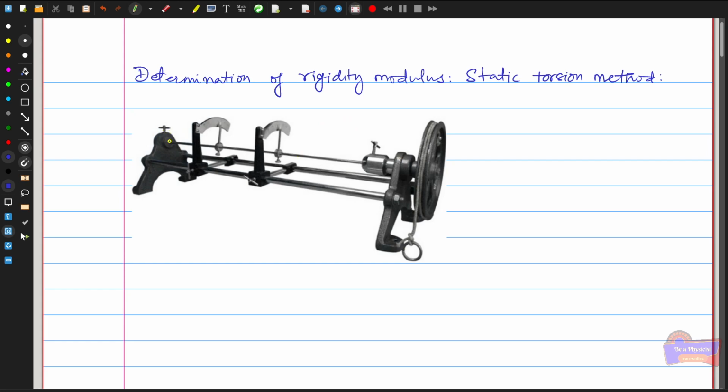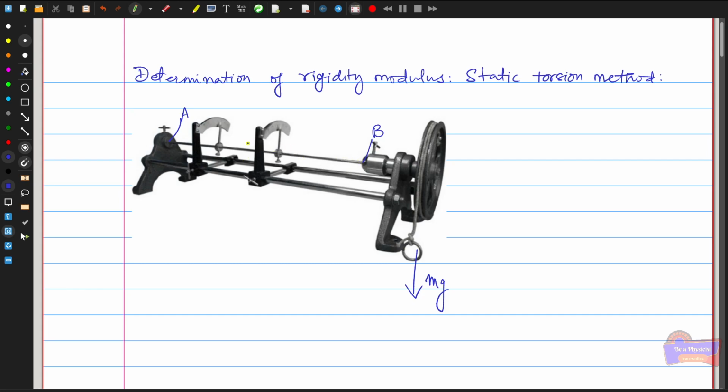This is the wire from A to B, which we use to calculate the rigidity modulus. One end of the wire is fixed at position A, and the other end, B, is fixed to the wheel. This wheel is connected to a weight, so that you can add weight and calculate mg, the force acting on the wire. Once you continuously add weights, the wire will be twisted.